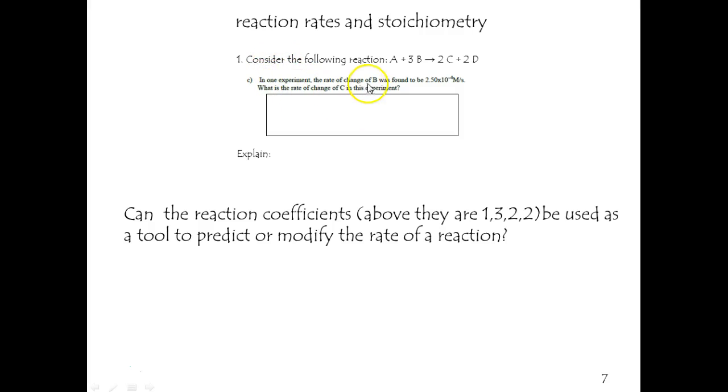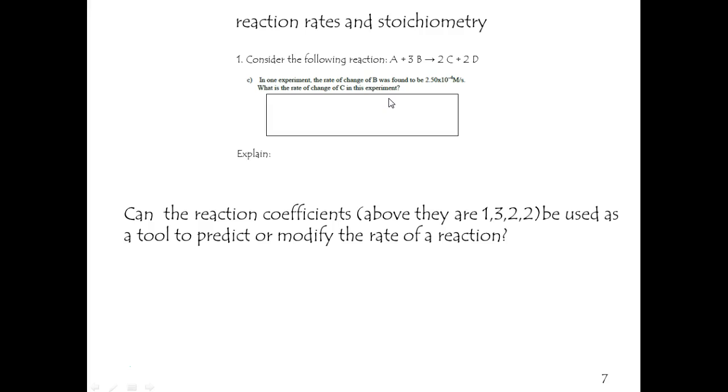It says, in one experiment for this particular reaction, where we've got different exponents for everything, the rate of change of B was found to be 2.5 times 10 to the 4 molar per second. What's the rate of change of C in this experiment? Well, for every 3 of those that react, only 2 form. So it's going to be 2/3 as fast. So if you just multiply that by 2/3, you'll have your answer.